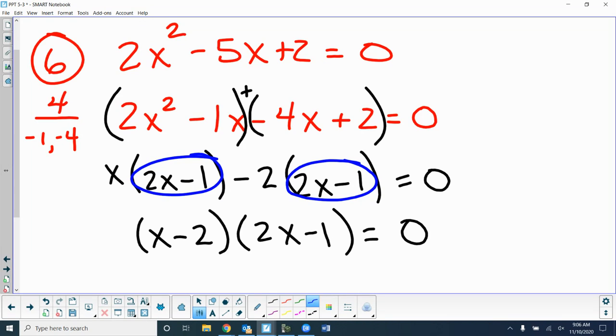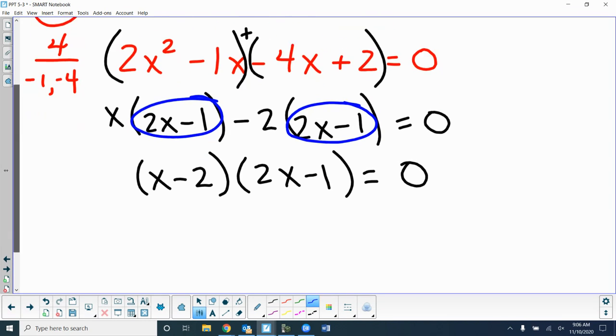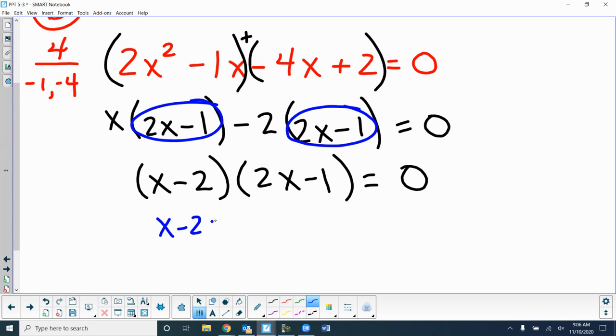Okay, then what do I do with these two? Set them equal to 0. And finish up. So x is 2 here.